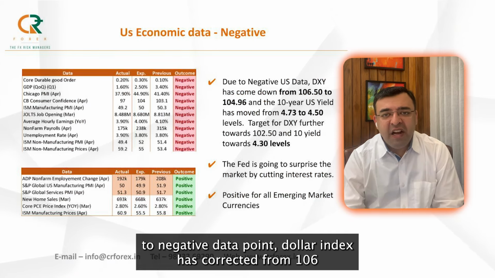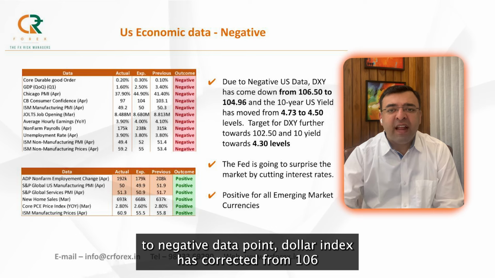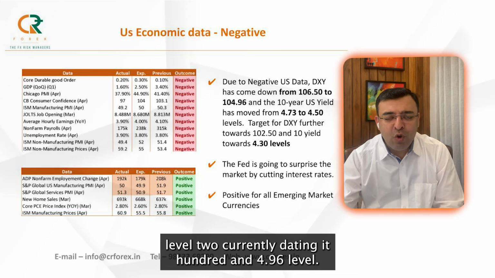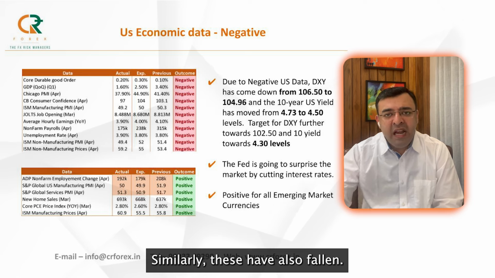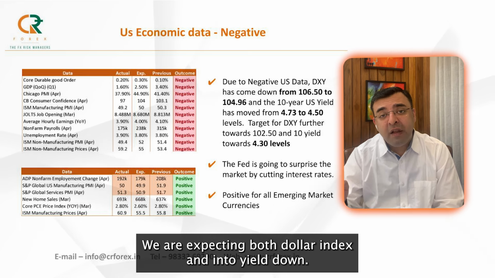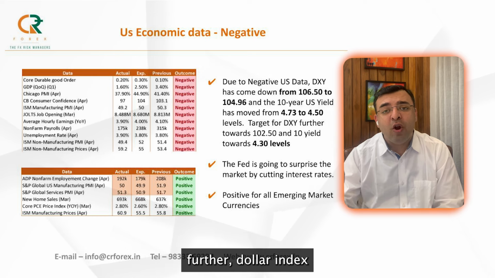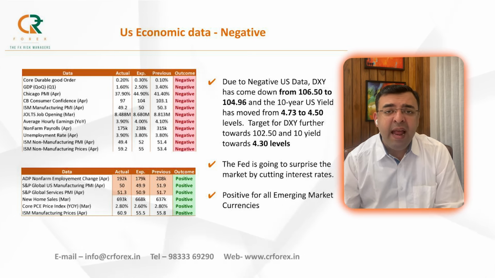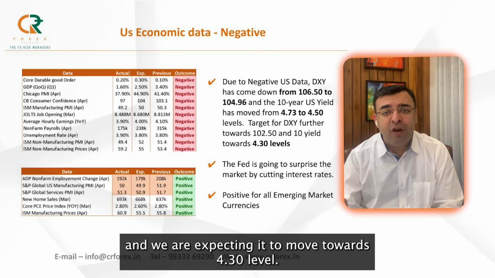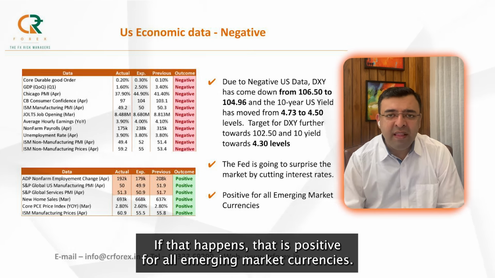Due to negative data point, dollar index have corrected from 106 level to currently trading at 104.96 level. Similarly, yield have also fallen. We are expecting both dollar index and yield to go down further. Dollar index, we are expecting it to move towards 102.50 kind of a level, and 10-year yield we are expecting it to move towards 4.30 level. If that happens, that is positive for all emerging market currencies.